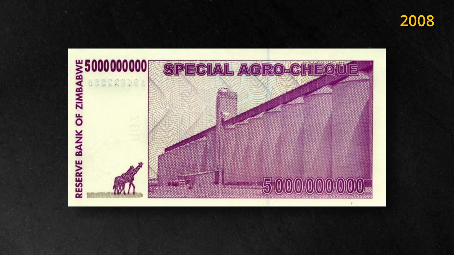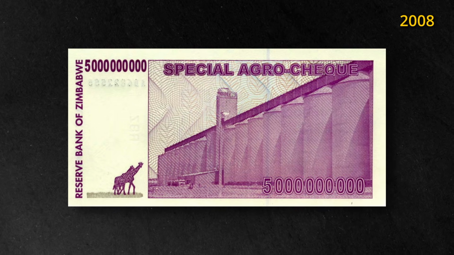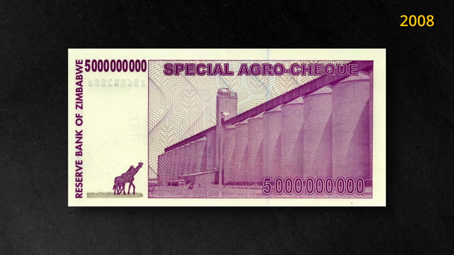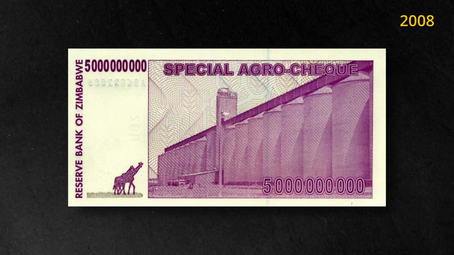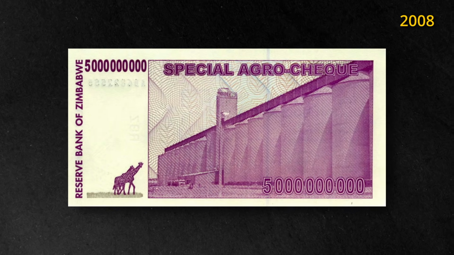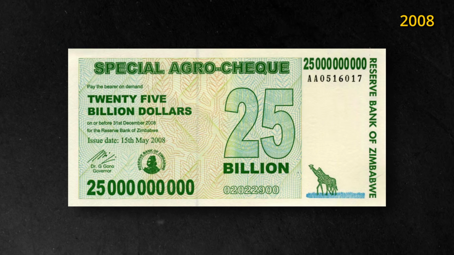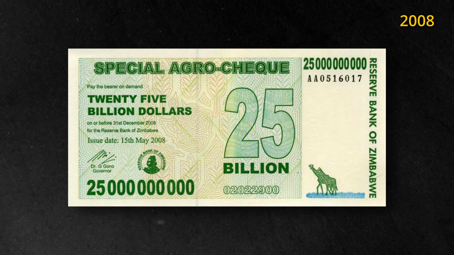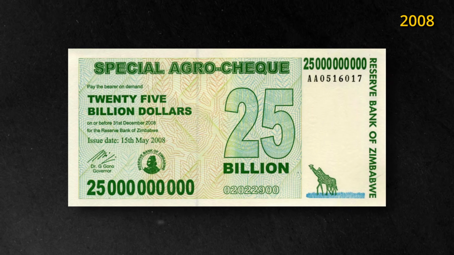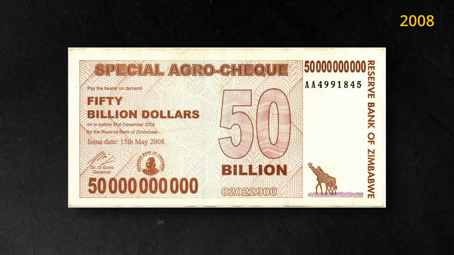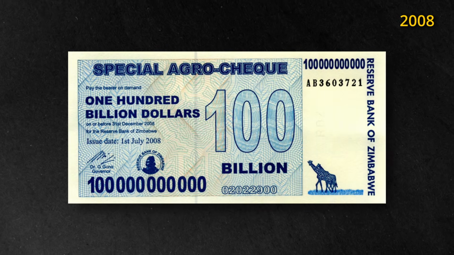3 denominations of the 2008 series remained legal tender at a ratio of 1,000 to 1 until being demonetized on the 31st of December 2008. The Reserve Bank of Zimbabwe circulated special agro checks, agro being an abbreviation of agriculture, from the 15th of May to the 31st of July 2008.